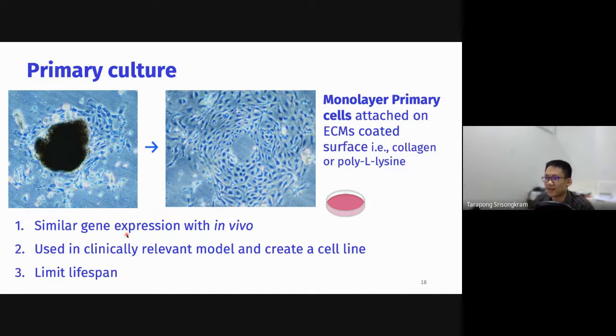With primary culture, the scientist obtains the organ, but instead of putting the whole organ into the plate, they cut the organ into small pieces of tissue and place the tissue onto the plate. The plate is coated with ECM, which is extracellular matrix, for example collagen or polylysine. This ECM-coated surface will enhance the cells from the tissue to attach to the surface of the flask.